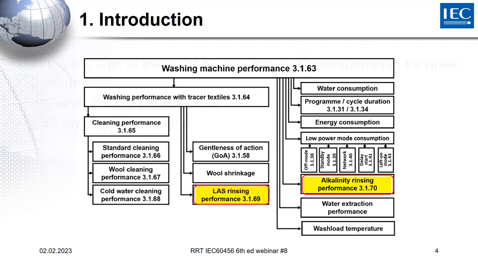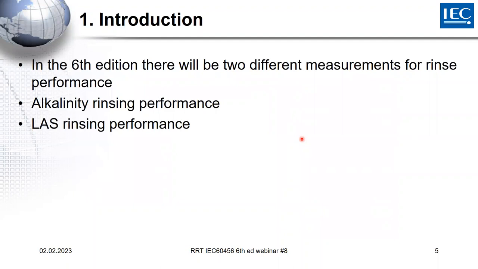Let's go on. In the sixth edition, as Rainer said, we will have two different measurements for rinse performance. This is the alkalinity rinsing performance, and this is the LAS rinsing performance. Very important, you cannot compare the one with the other. They measure something completely different. I will come to this, and that's why they focus on different things.